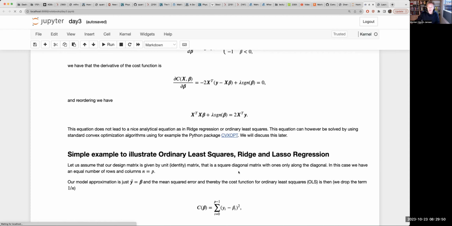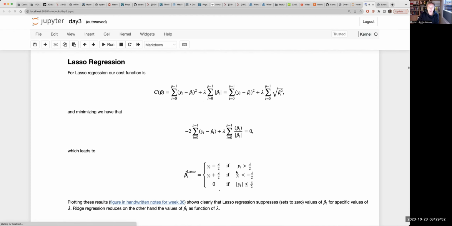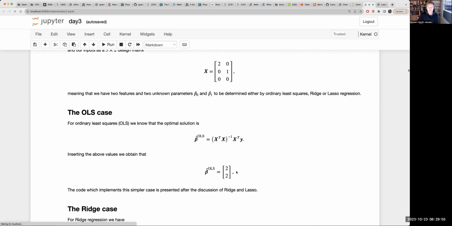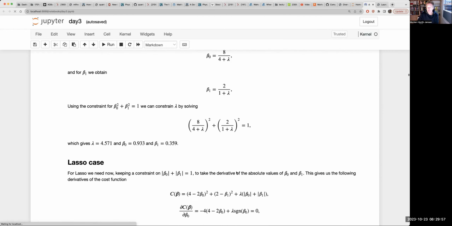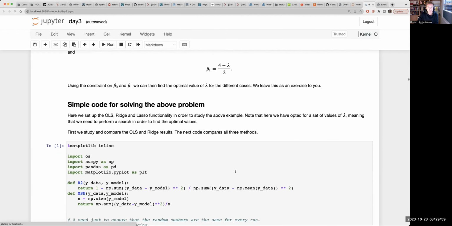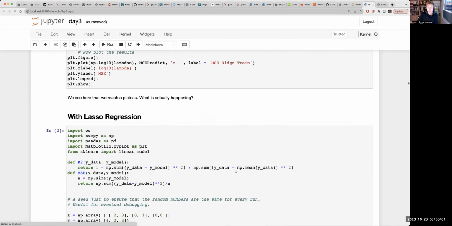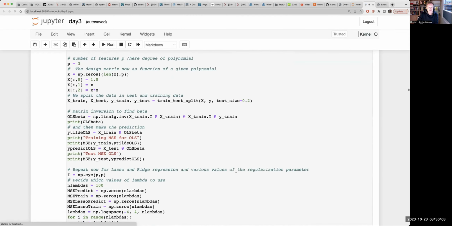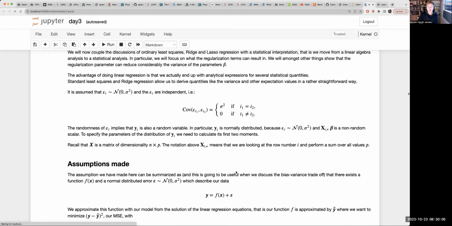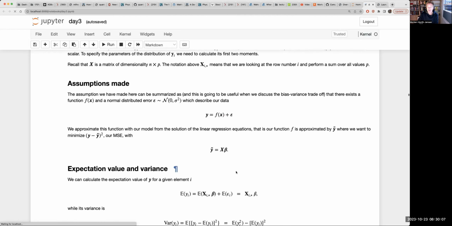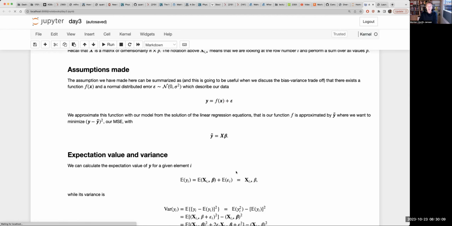We went through some examples, and I'm going to skip them because these were examples which were meant to illustrate ridge and lasso regression. So I will skip these and not rerun them, and then move to the statistical interpretations which we dealt with last week.